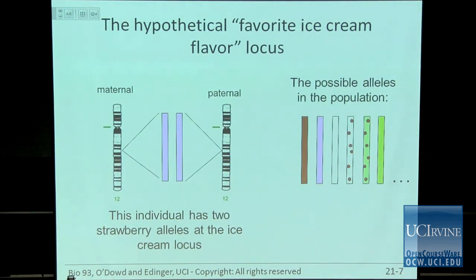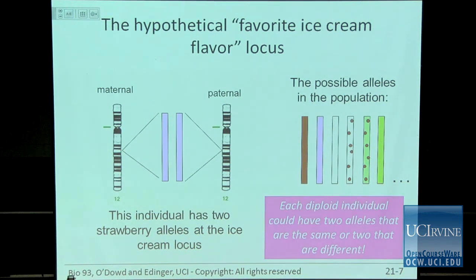This is another thing that several students have come up to ask me about. How do you talk about this person who has 2 of the same alleles? They have 2 alleles, but those alleles are identical. They have 2 of the same allele. So they don't have 1 allele. They have 2 alleles that are the same. Each diploid individual can have 2 alleles that are the same or 2 that are different. Either one is okay. They still have 2 alleles.